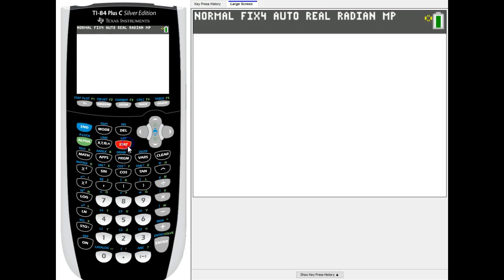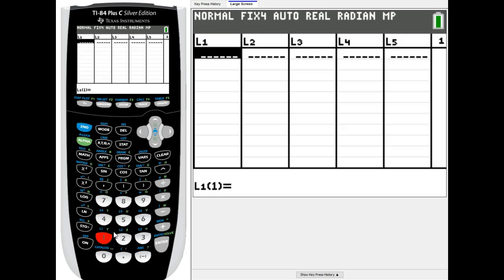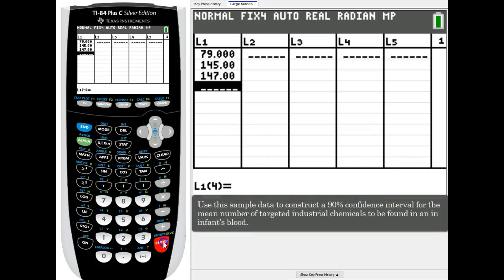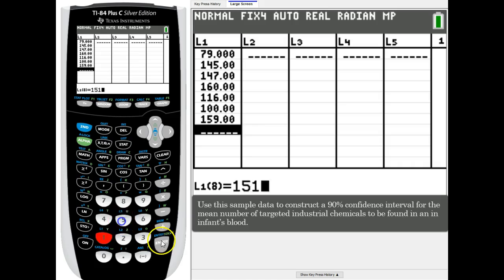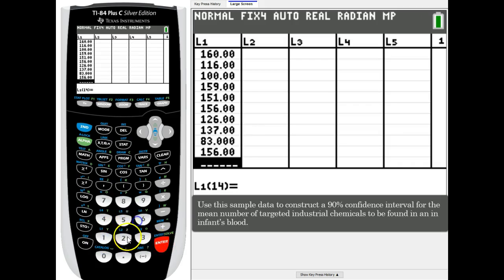I'm going to go to Stat, Edit, and in list 1, I'm going to put all of my data. Now, I know it's boring, so you don't need to watch me do this, but I'm going to key in my data. Now that my data is in my list, I just want to double check to make sure that I have all my values. And it looks like I have all 20 of them.